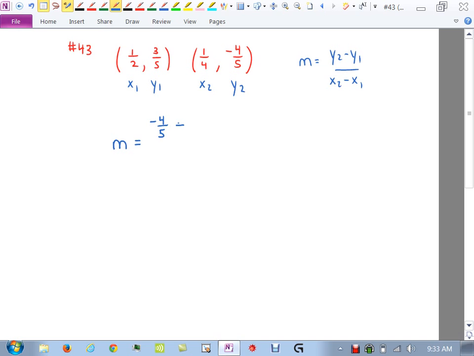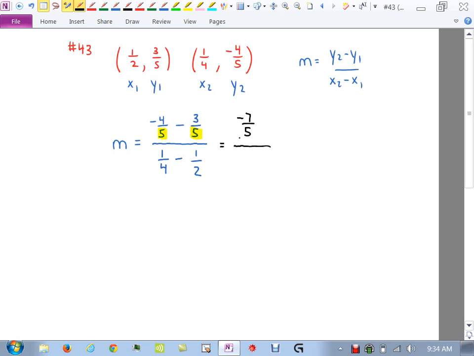So slope will then be the y2, which is -4/5. Subtract from that, because the formula says minus, right? Subtract what? 3/5. Then divided by 1/4, that's x2, and then minus 1/2. Now, in the numerator, you have two fractions. They actually already have the same denominator, right? 5. So to subtract those, all we do is go across the top. So -4, I take away 3. That should give me -7 over the common denominator, which was 5.